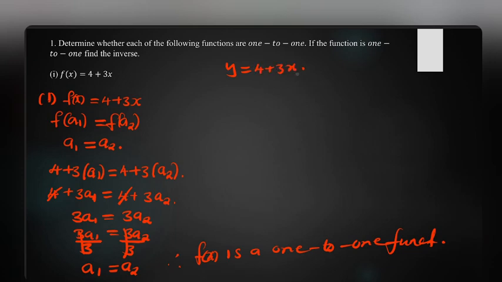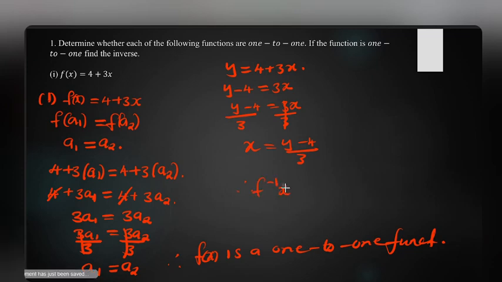Whenever you're finding the inverse, we make x the subject of the formula. So we have y, then this 4 crosses the equal sign and becomes negative, so y minus 4 equals 3x. Then we divide by 3, and here we divide by 3. Then x is equal to y minus 4 over 3. Then you conclude: therefore f inverse of x, substituting y with x, is x minus 4 over 3.